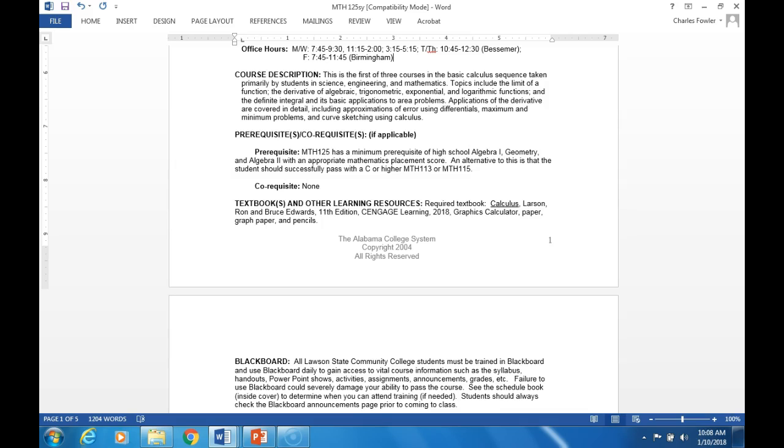Topics include limit of a function. That's chapter 1. The derivative of algebraic and trigonometric functions, I'll stop right there. That is chapter 2, differentiation. They don't say those words, but this is my first time teaching from this text, so I had to go through and check. Algebraic and trigonometric functions are covered in chapter 2. Exponential and logarithmic functions are not. We'll get those in chapter 5.